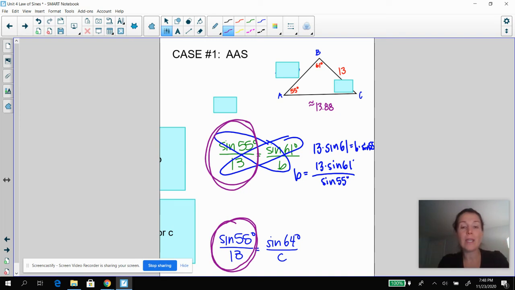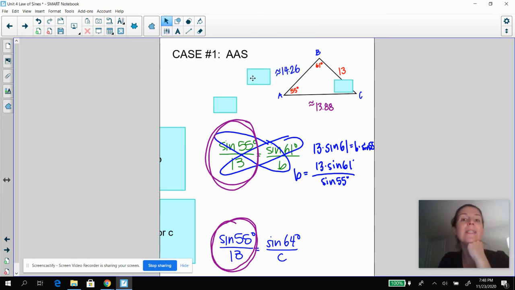And then if you set that equal to the sine of 64 over C, you cross multiply, you solve, and you get approximately 14.26 for the side length C. And then we're now missing angle C. So shoot. All right, so let me set up my ratio again. Oh, wait, I don't have to because I know that the sum of the interior angles in a triangle add up to 180. So you know that C is going to be 64 degrees. Hopefully you felt really good about that. If you didn't, pause, rewind, go back and watch it again.